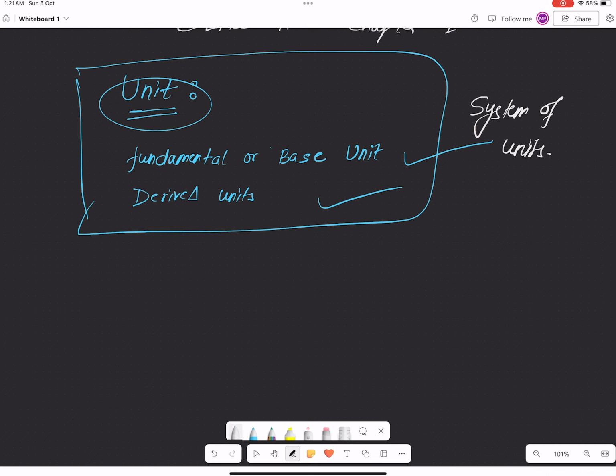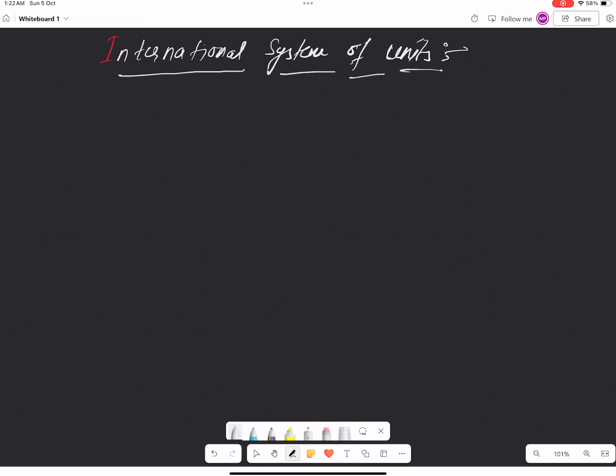Now let us move on to the international system of unit. In earlier times, scientists of different countries were using different systems of units for measurement. Three such systems. So what are the three systems? CGS, FPS and MKS. These three systems of units were extensively used. So the base units for length, mass and time in these systems were as follows.